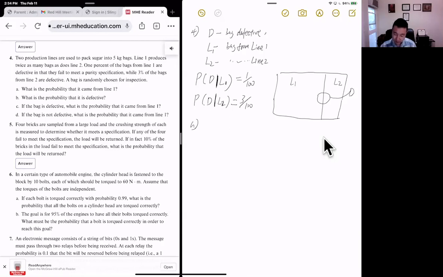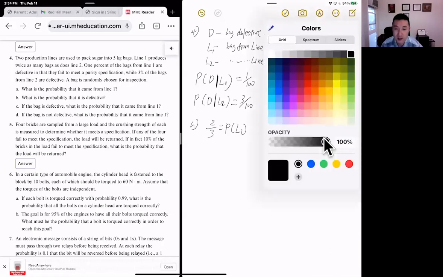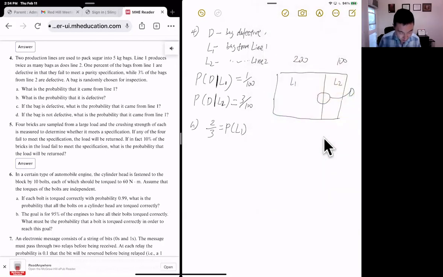So if line 2 produces 100 bags, line 1 will produce 200 bags. Out of these total 300 bags, 200 will be coming from line 1. So part A will be 2/3. That is the probability it is coming from line 1. Okay, so part A is done. Let's look at part B.